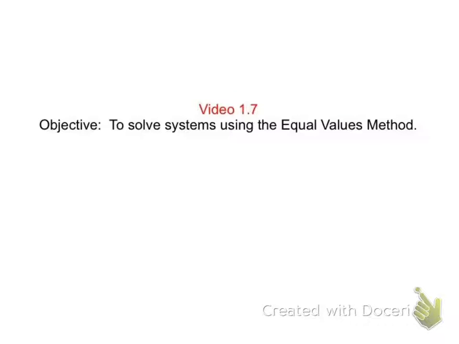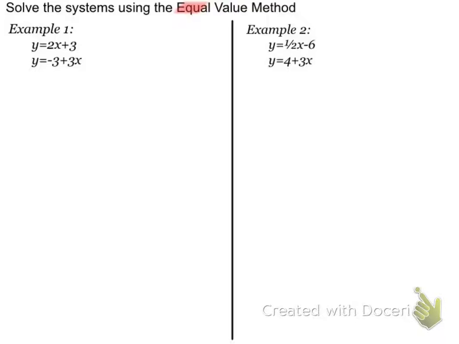This is video 1.7 for the credit completion course, and the goal is to solve equations using the equal values method. So we're solving systems using the equal values method. Now remember, the goal of solving a system is to figure out when the values are the same. So we're looking for an XY pair that is the same for both rules.